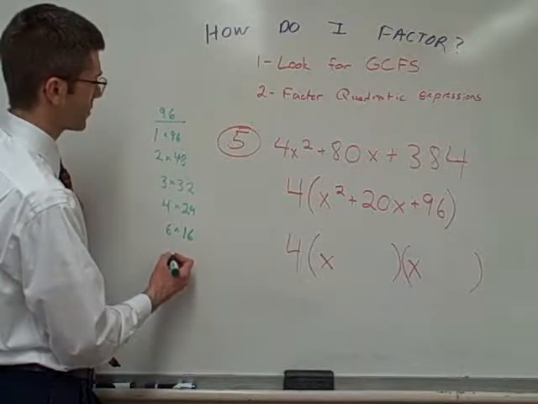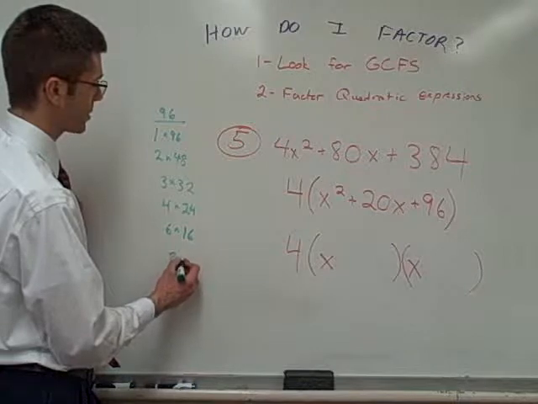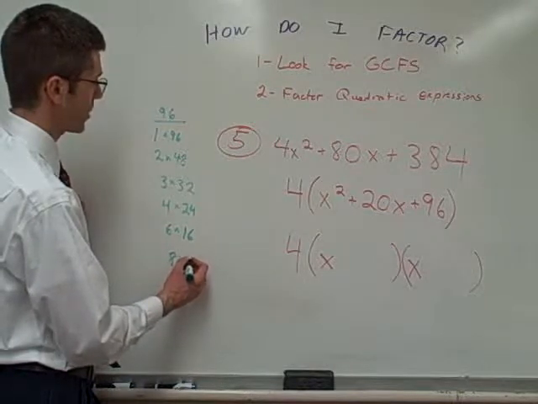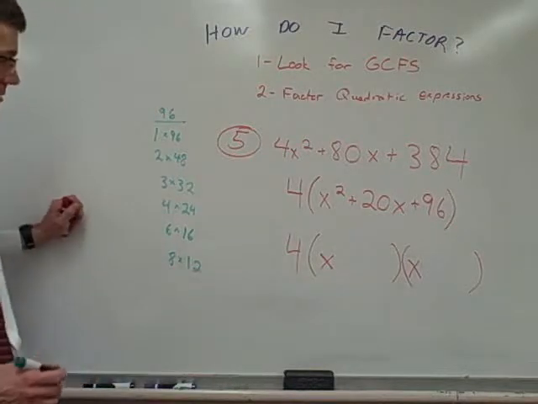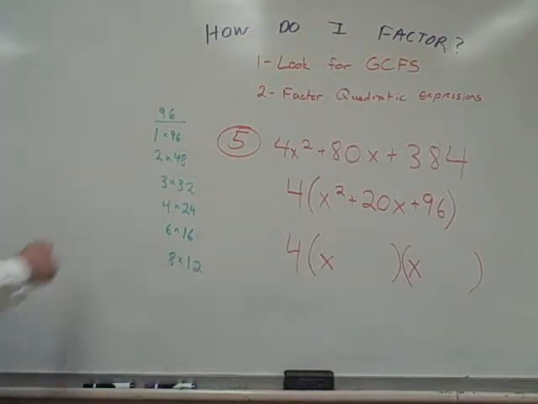Let's see, 7 does not go into it. 8 goes into it. This might be it. I think it's 8 times 12. It is. 8 times 12. Found it. 8 times 12 multiplies to give me 96.